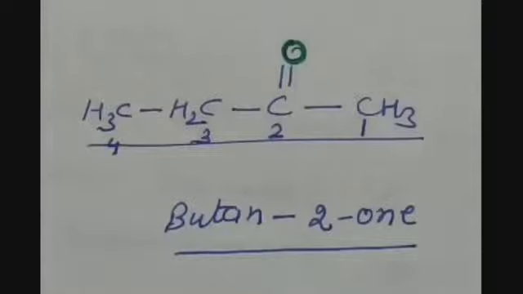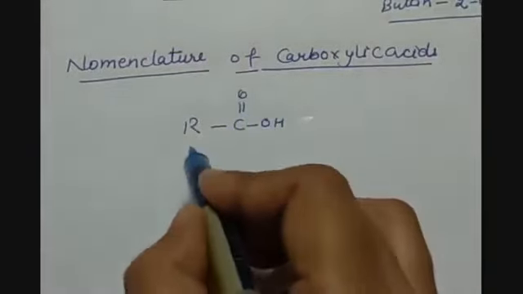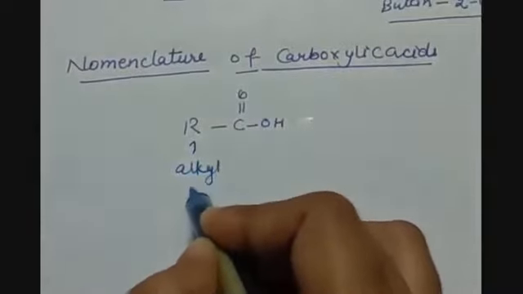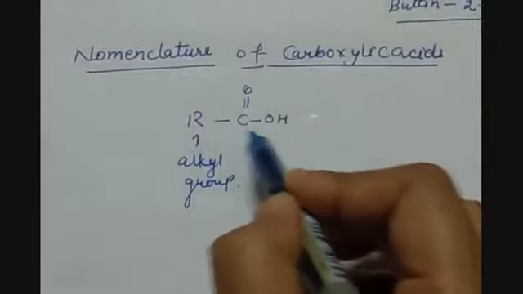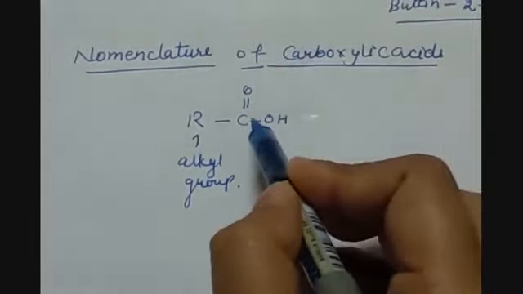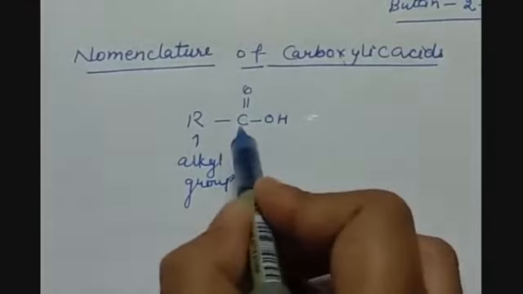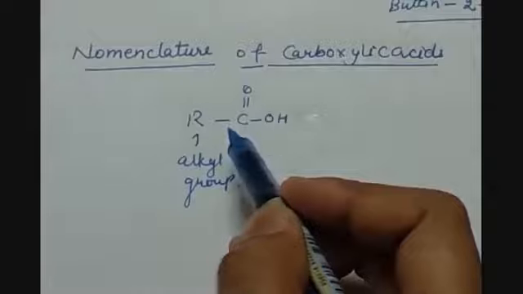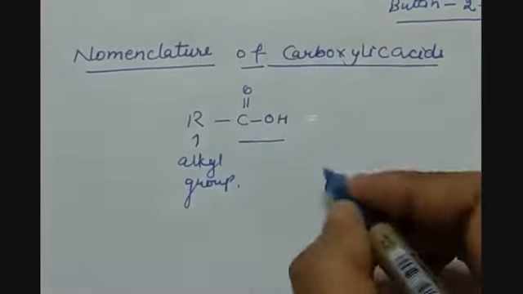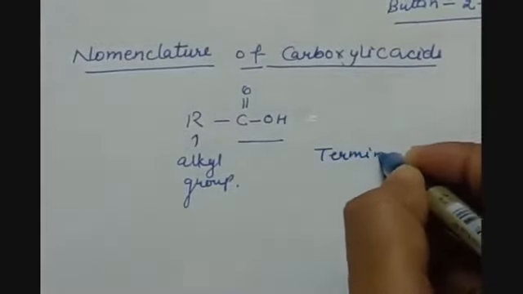Now let us start with the nomenclature of carboxylic acids. It is written as RCOOH, where R is the alkyl group, and C double bond OH. You can see here that the oxygen and hydrogen have their valencies fulfilled, and only this carbon has a single bond left to be made with the alkyl chain. That is why this group, carboxylic acid, is called a terminal functional group.